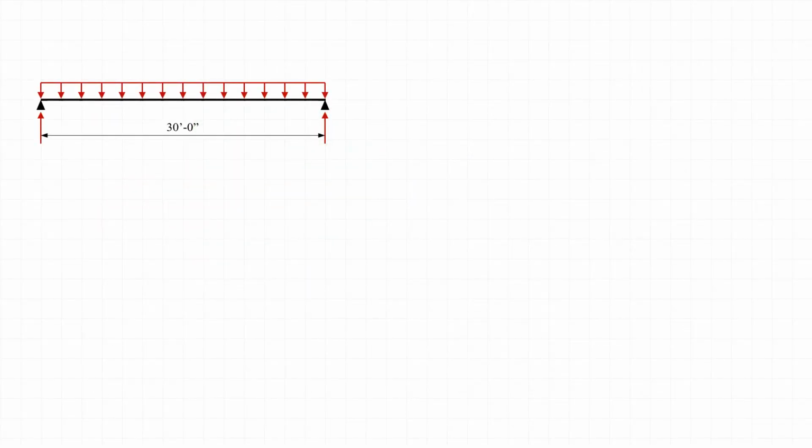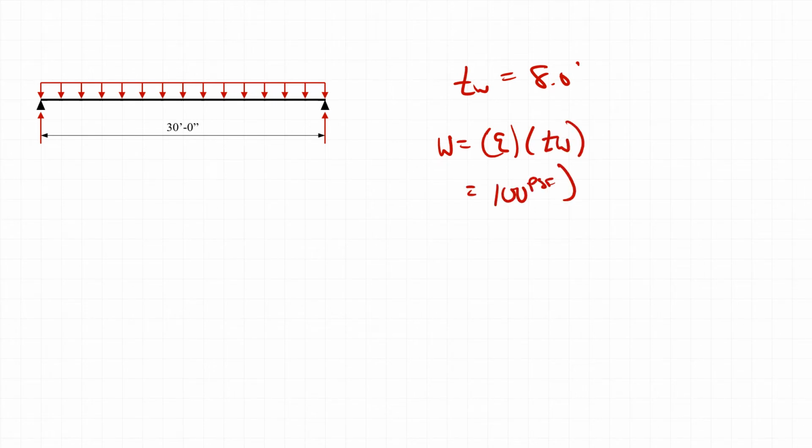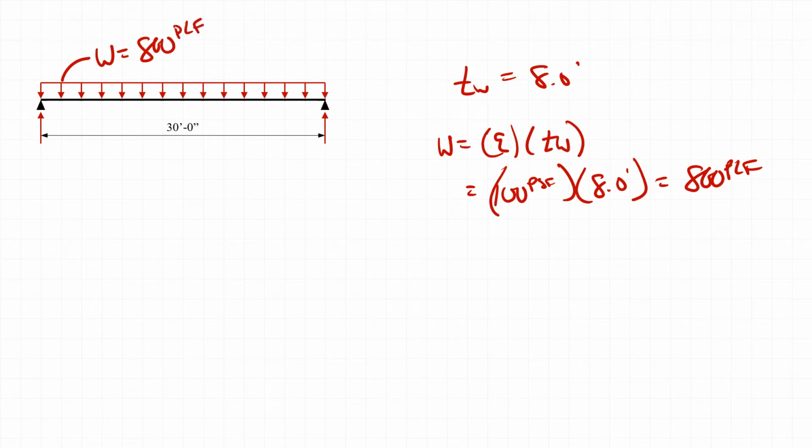So if we consider the filler beam in this case, then we say that the tributary width is now equal to 8 feet instead of 6 feet. Q is still equal to 100 pounds per square foot, so we can calculate the uniformly distributed load. W is equal to Q times T sub W, so that's equal to 100 pounds per square foot multiplied by our tributary width, now 8 feet, so that gives us 800 pounds per linear foot. So we have a distributed load up here. W is equal to 800 pounds per linear foot.